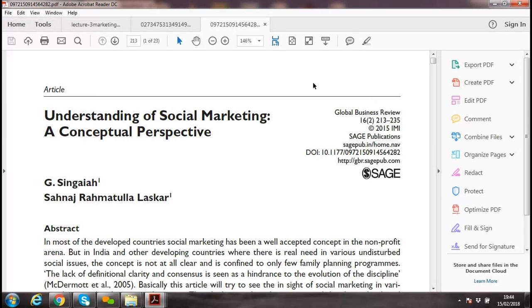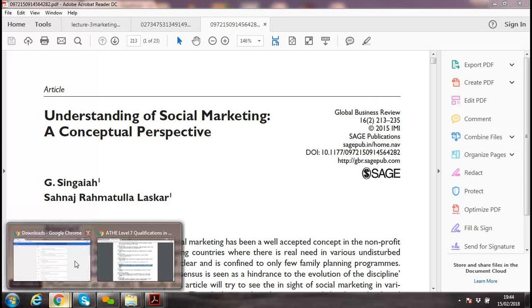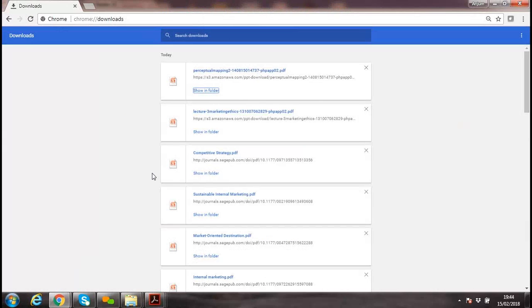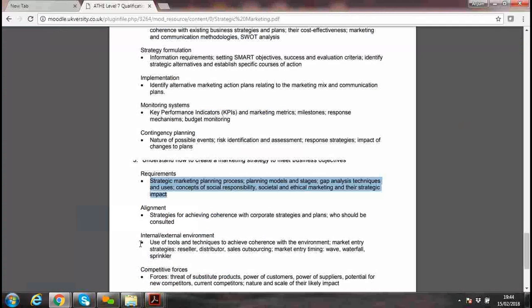Okay, understand social marketing. Next we have an element, social marketing. We discuss that social marketing is about the best interest of the society, like Unilever's hand pump scheme, water pumps, food banks, and those sorts of things.